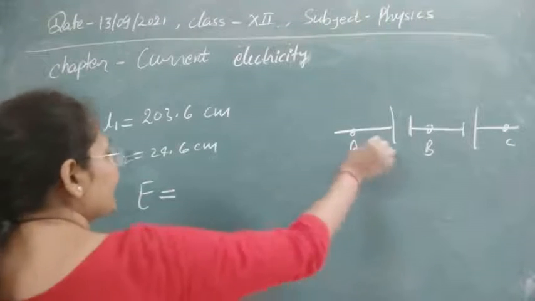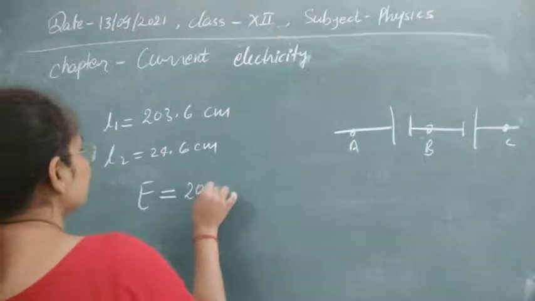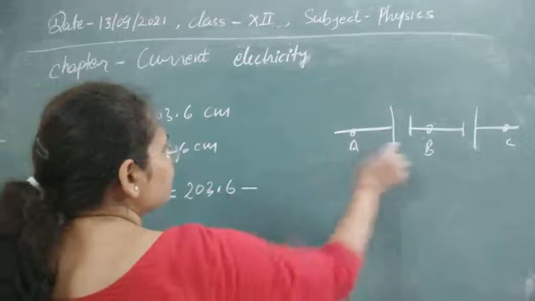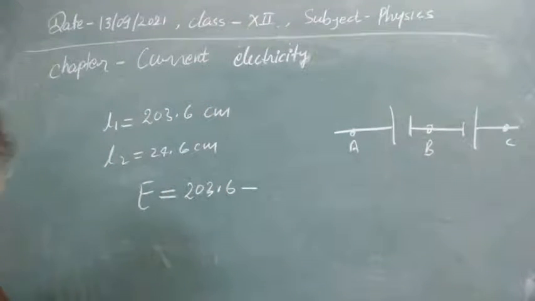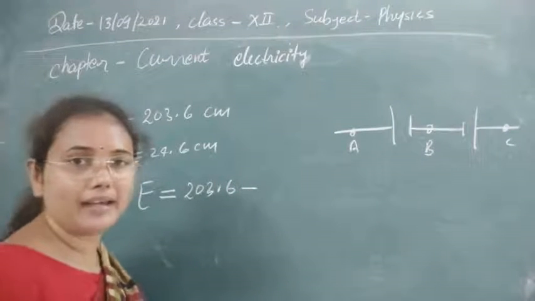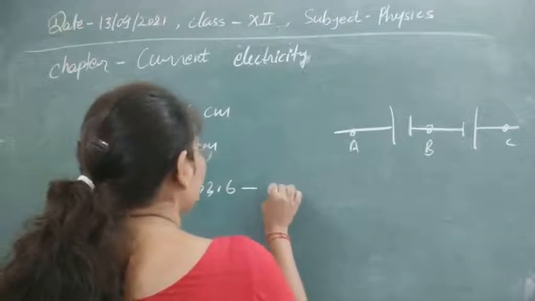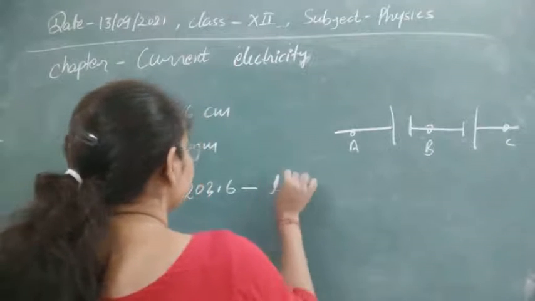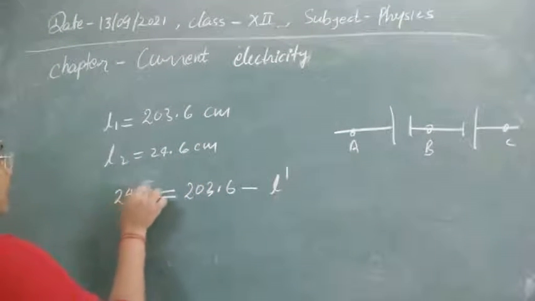But here, connecting the battery across A and B, it has the length that is 203.61. Then we will use a minus sign because the polarities of the potentials are opposite here. So that's why we use the minus sign, to make the polarity equal. Then this will be minus, and we don't know the potential or the balance length for B and C. Suppose this is L dash, and here the balance length we have obtained is 24.6.